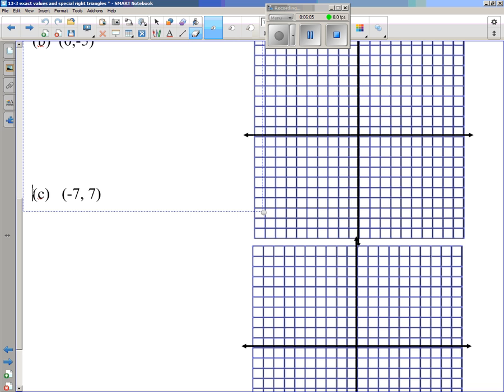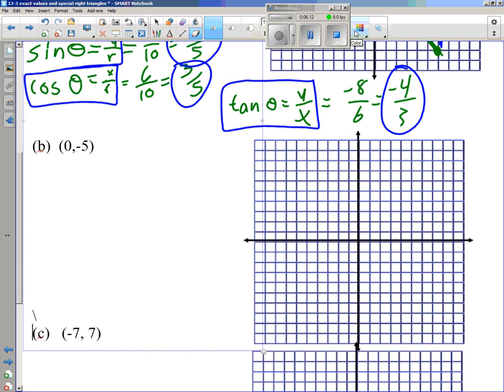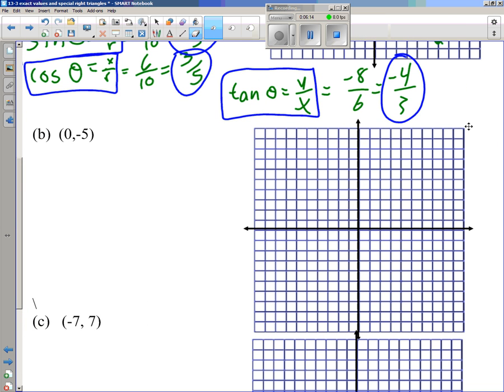Okay. All right, 0, -5. 0, -5, so that means our terminal side, 0, -5. So there's our terminal side, so this is it right here.